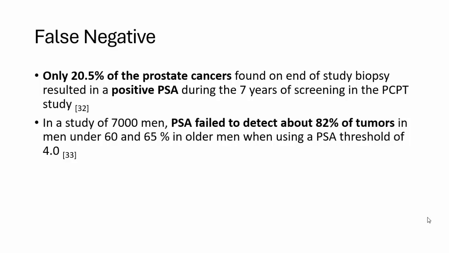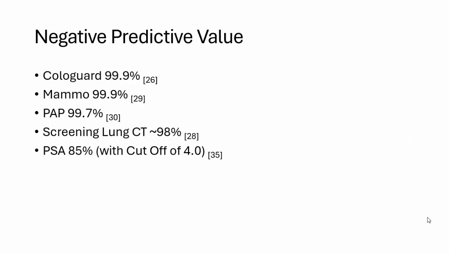Only 20% of the prostate cancers found on an end-of-study biopsy had resulted in a PSA during the prior 7 years of screening in the PCPT study. And in another study of 7,000 men, PSA failed to detect 82% of tumors in men under the age of 60. So we're missing a lot of cancers even if we do the PSA screening.